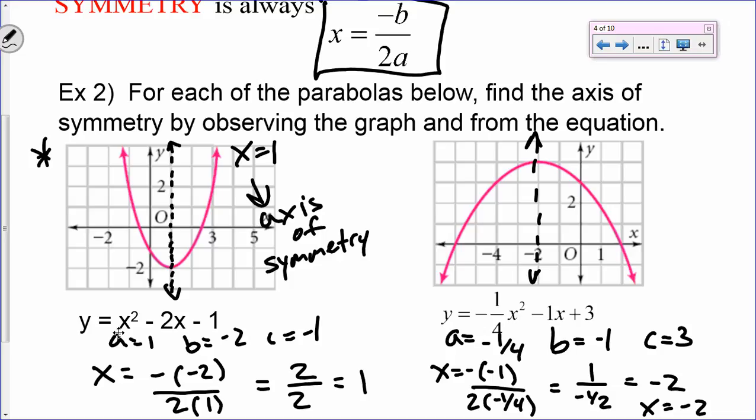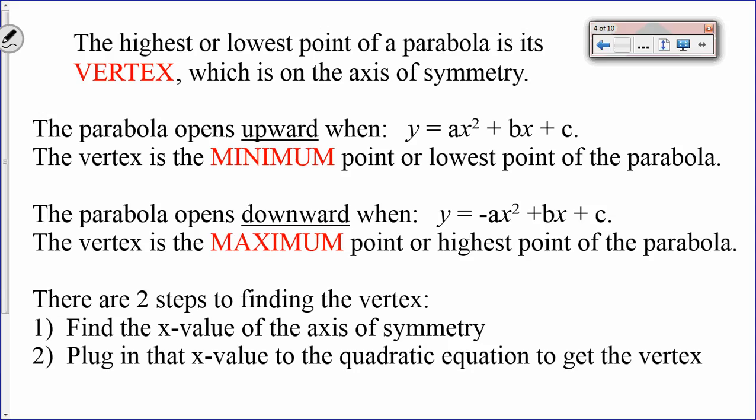So it looks like x equals -2 is in fact our axis of symmetry. So we don't necessarily have to look at the graph first to identify the axis of symmetry. We can calculate it, and then observe that it is. Okay, so let's continue on.